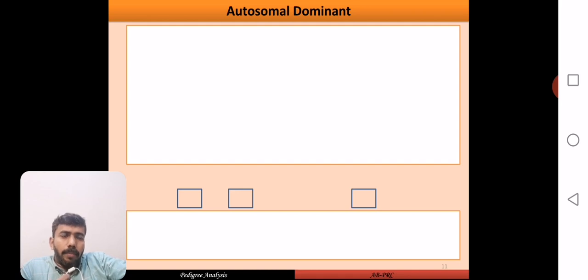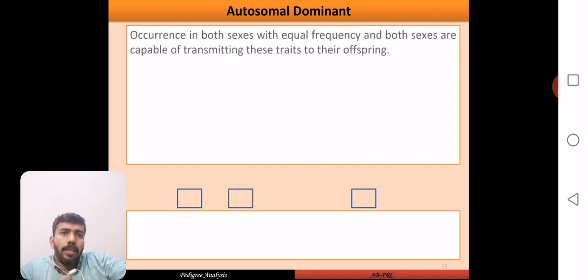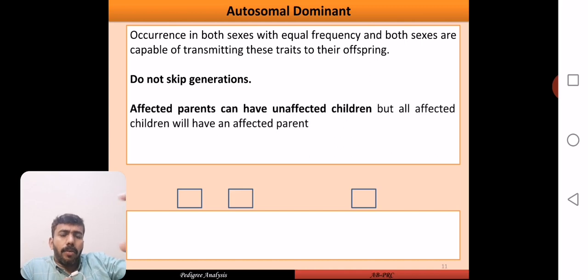Right, so straight away we are moving into the autosomal dominant trait. So what are the features of an autosomal dominant trait? First we'll give you the basic or the very important terms related to a particular trait or a particular status. That means if the disease is autosomal dominant, then the following will be the features of that particular disease. The first one is it will occur in both sexes with equal frequency. That means irrespective of male or female, the disease will be present. Okay, and they'll be transmitting it to their offspring, irrespective of the sex of the individual.